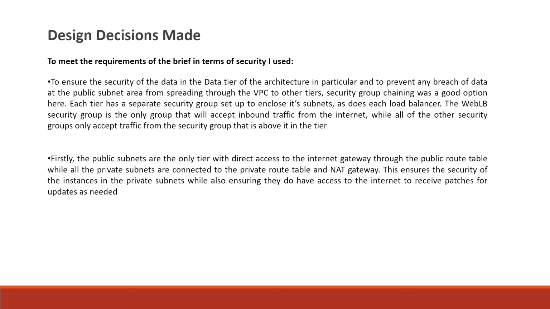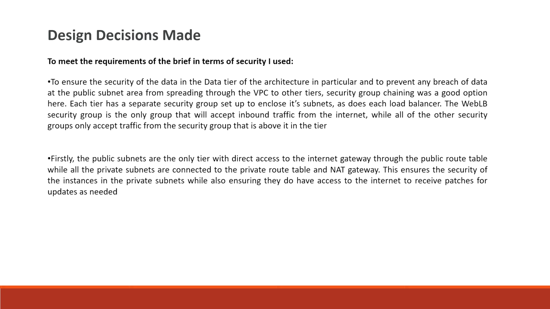And then to ensure the security of the data in the data tier and to prevent any breach of data at the public subnet area from spreading throughout the VPC, security group chaining was a great option here, and so each tier has a separate security group set up to enclose its subnets, as does each load balancer.